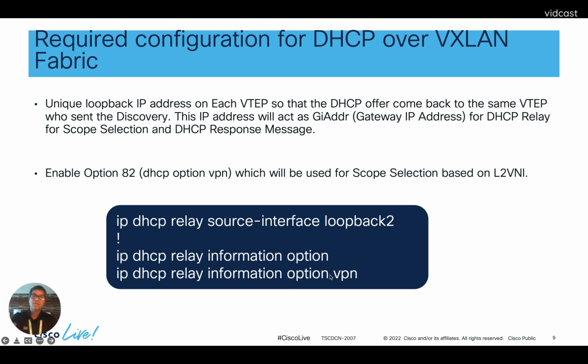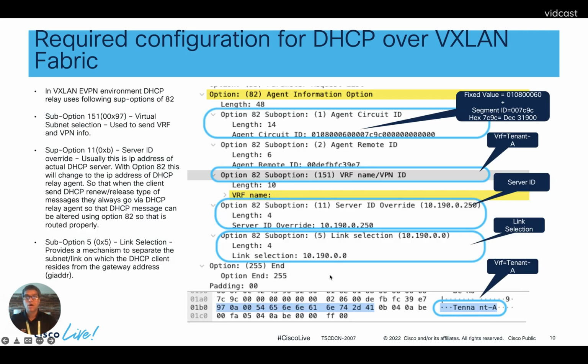The second thing that is needed is to enable option 82. The commands to do that are ip dhcp relay information option and ip dhcp relay information option vpn. These minimum configurations are required for DHCP relay to work on VXLAN, and also remember I have configured ip dhcp relay source-interface loopback 2. Now that we know the minimum configuration that is required, I want to show you the DHCP option 82 content of that packet.